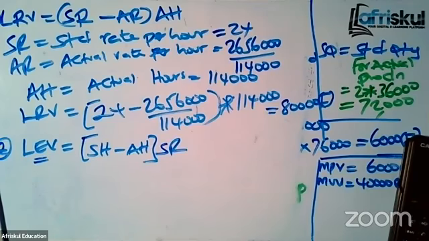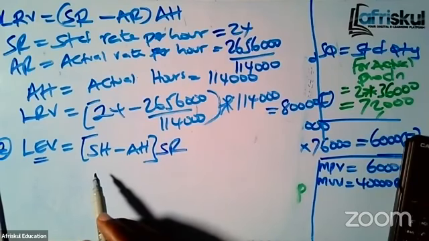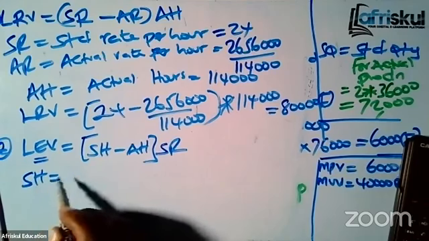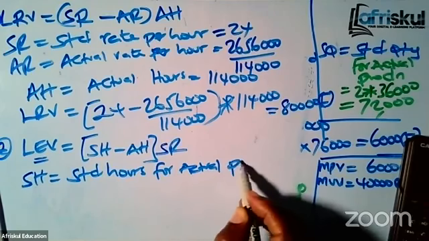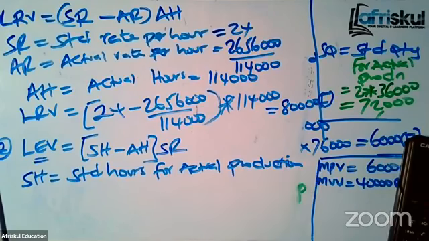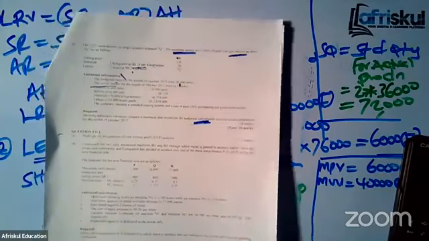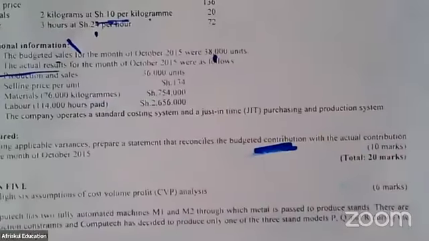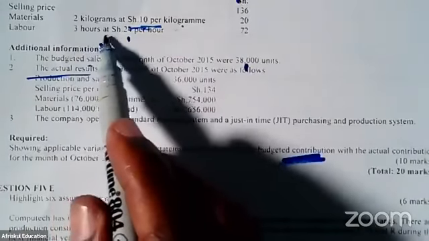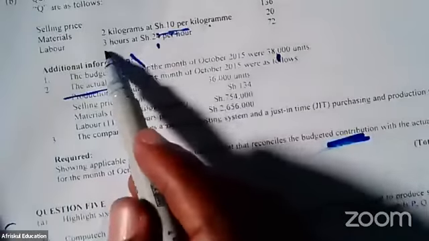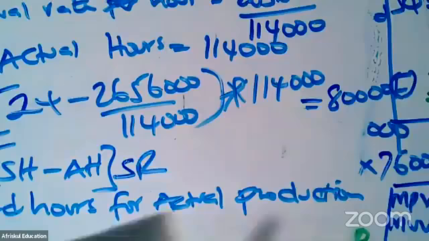Now we have here times the standard rate, and we have standard hours. This SH stands for standard hours for actual production. In this particular case, the standard hours from the card are 3 hours. But remember, this is for only 1 unit: 3 hours for 1 unit.